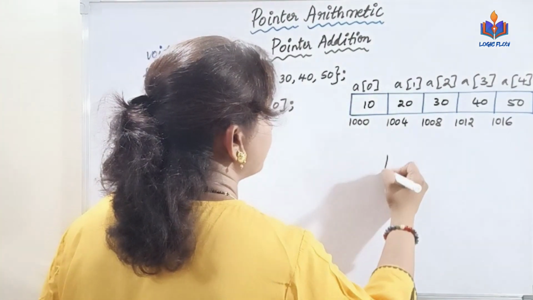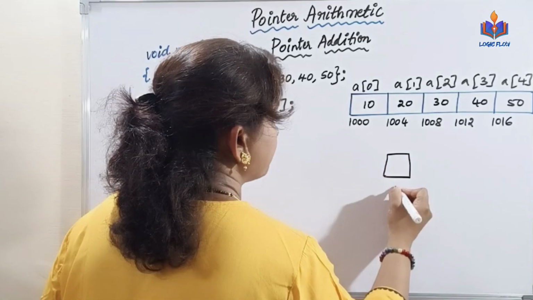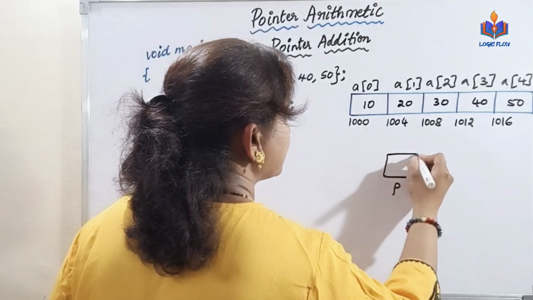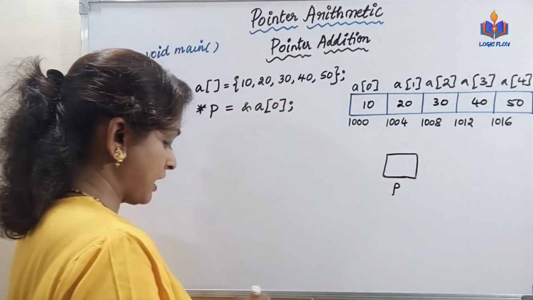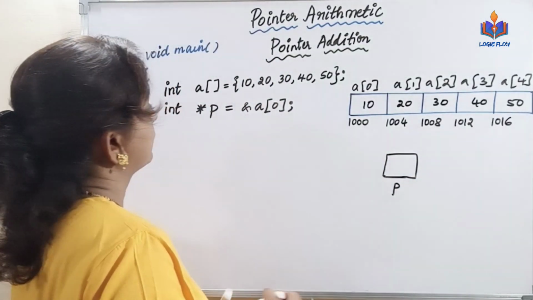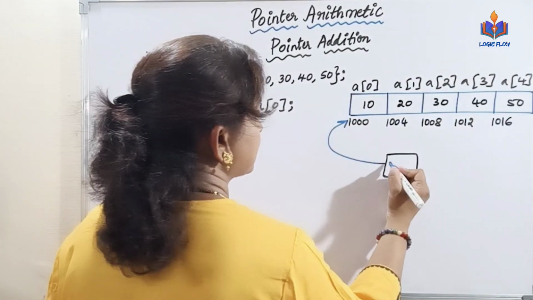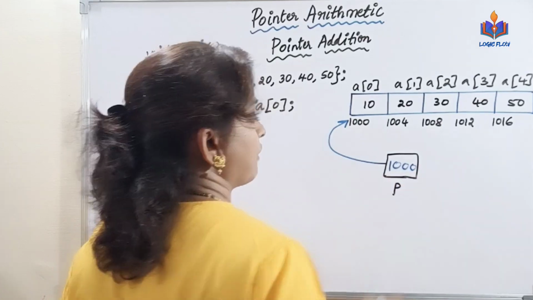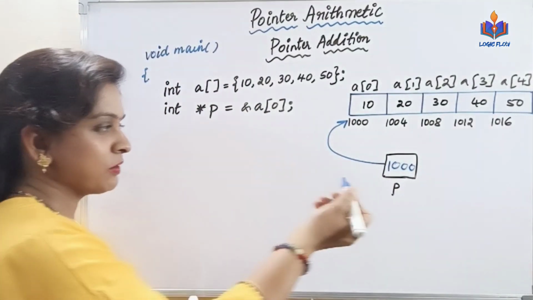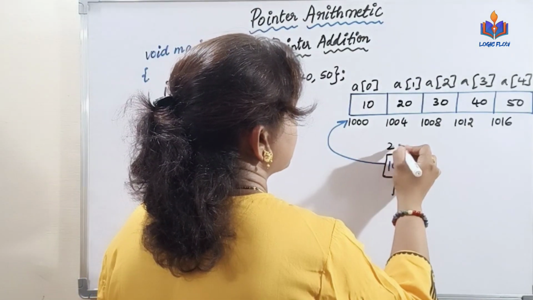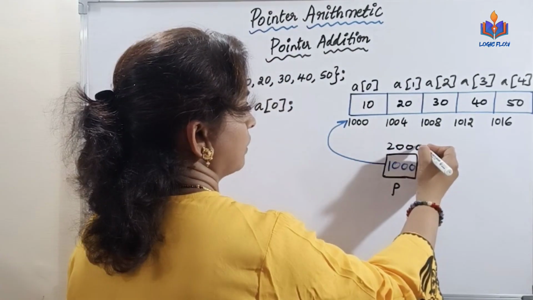So we have a pointer variable P, and this P is pointing to the address of A of 0. It is pointing to this location, meaning this address I will have here. The pointer also will have some address. Let me say the address is something like 2000 for this.